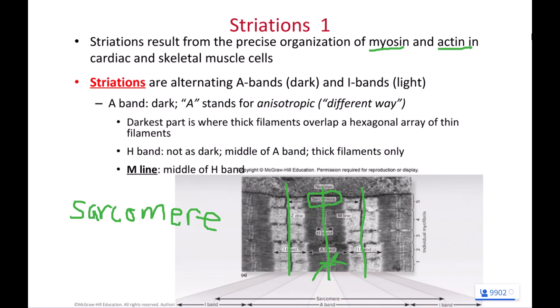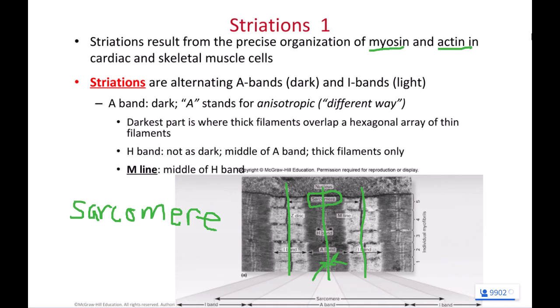And then we have the light bands. The light bands are associated with a region that only has thin filaments. And because there's only thin filaments in the light band region, those thin filaments aren't capable of blocking as much light, so more light can get through, and we'll have the light band.